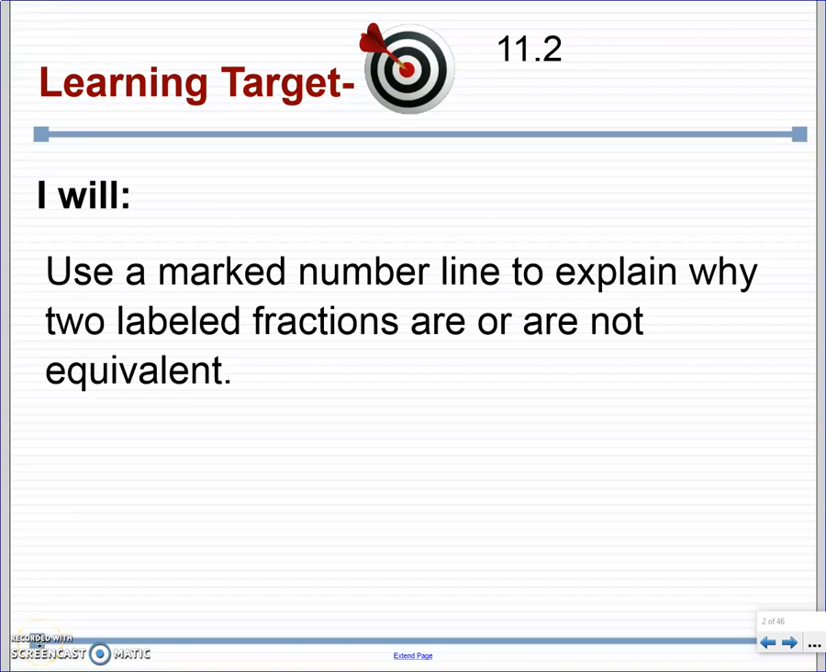Morning, third grade. Our target for today is: I will use a marked number line to explain why two labeled fractions are or are not equivalent.